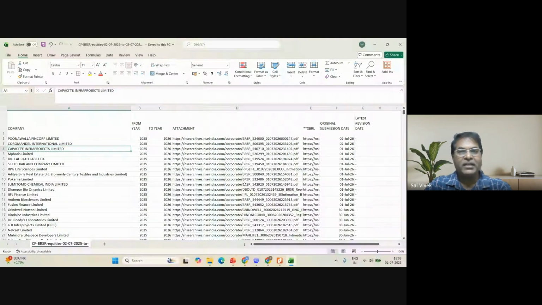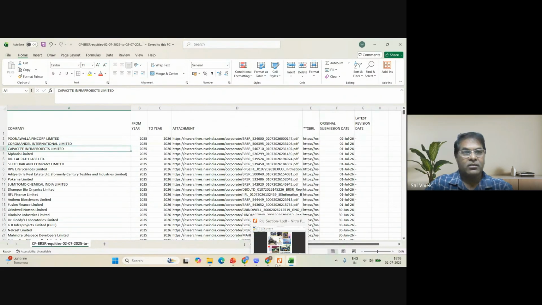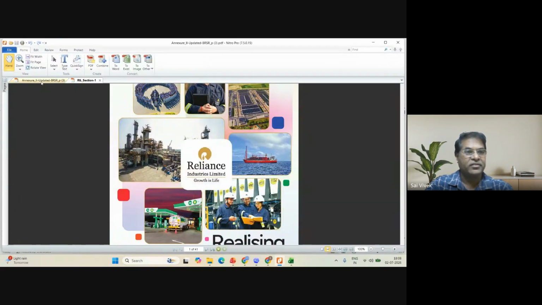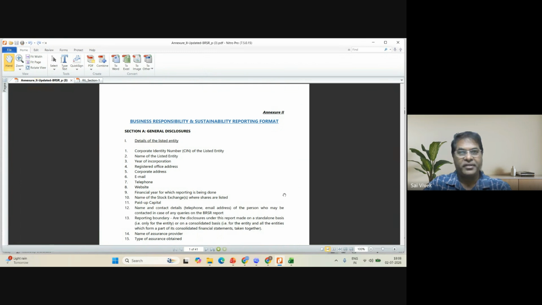So before entering into what these PDFs would look like, we will first see the template of BRSR. Here I have already downloaded this. The link of this I will send to you in the WhatsApp group. You can verify it and you can also utilize it. You can download it and see it. So this is the template of BRSR reports.